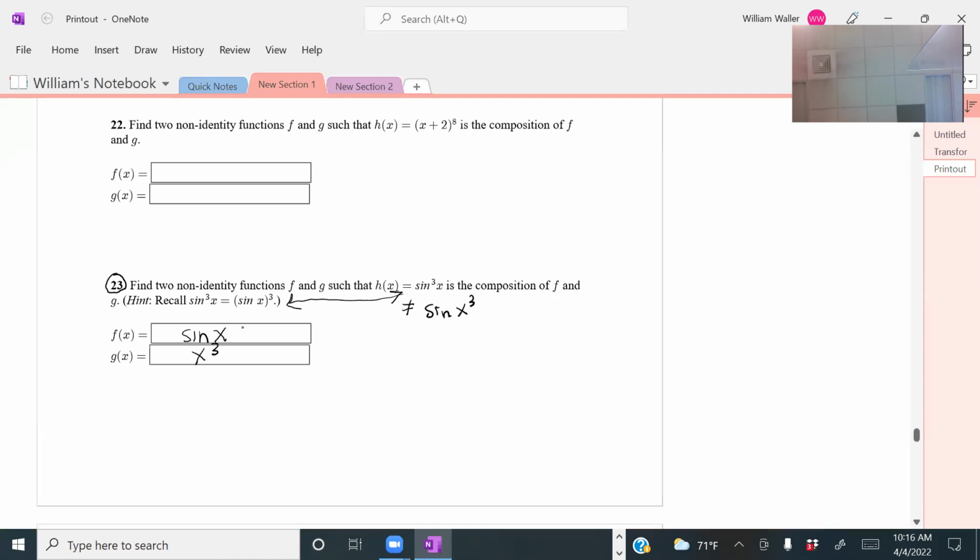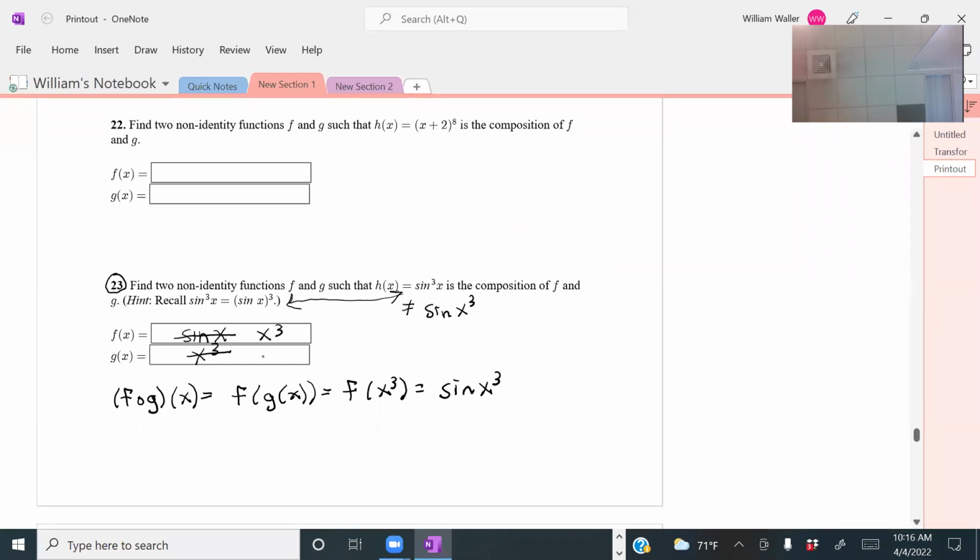Now let's check these by composing them and see if I got it right. Have to be close to correct, right? So f composed with g of x means, as always, f of g of x, but g of x is what? x cubed, and then f of x cubed would just take the sine of that. See, we got it backwards there, right? This means you cube x first, and then you compute the sine. But we wanted to compute the sine first and then the cube. So we'll just switch them. We just got these out of order.